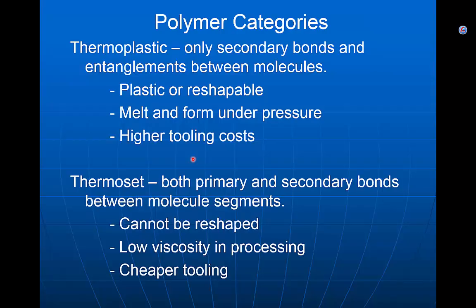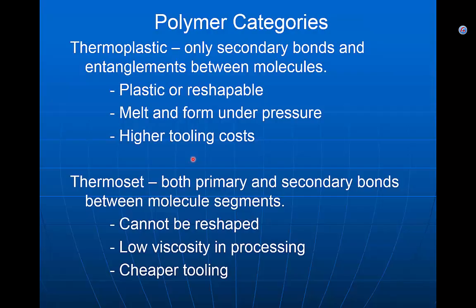The other kind, or family, of polymers are thermosets. And in a thermoset polymer we have both primary and secondary bonds between the molecules. So we have entanglements going on, we have van der Waals bonds going on, and we're going to introduce primary bonds to hold the molecules in place. Now, traditional thermosets cannot be reshaped. There's some interesting new chemistries people are playing with where you can unlink these primary bonds that you've formed, but none of those are commercial as yet.